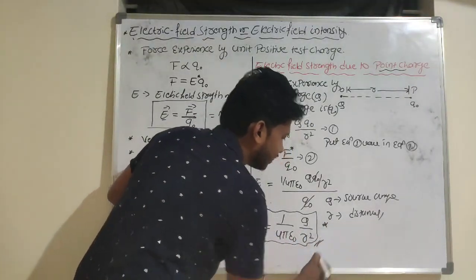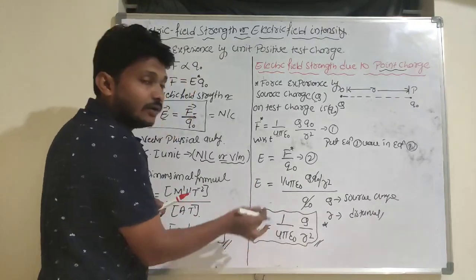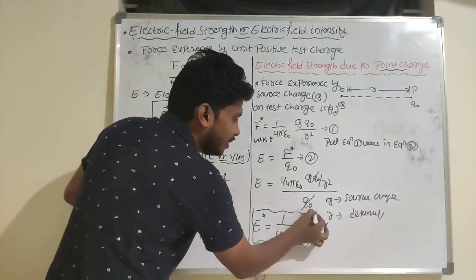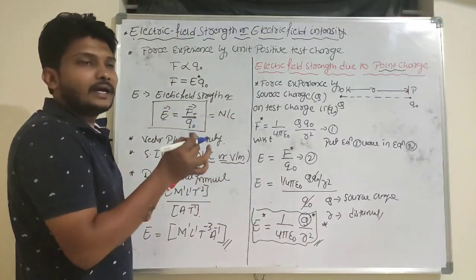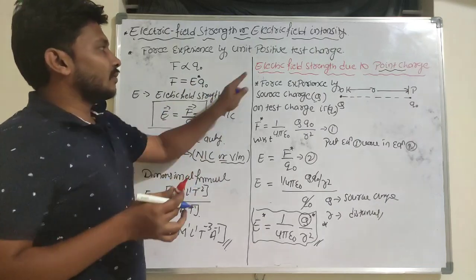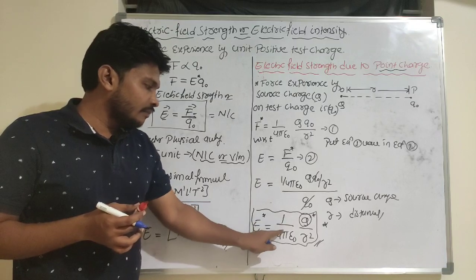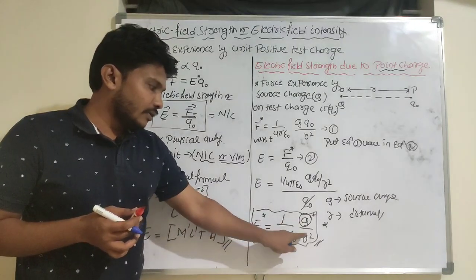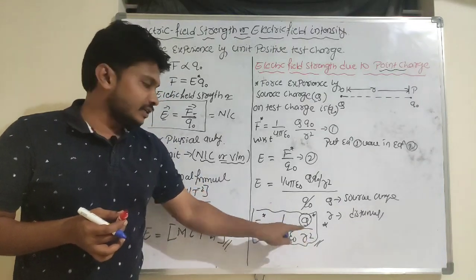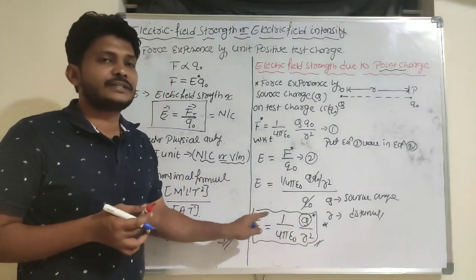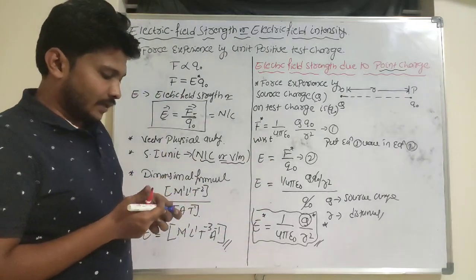So from this equation we come to know that electric field strength value depends only on the magnitude of the source charge, and it is independent of the magnitude of the test charge. From the electric field strength due to a point charge, I got the equation E is equal to 1 by 4 pi epsilon naught Q by R square, where Q is the source charge and R is the distance. So electric field strength is independent of the test charge we consider. Hope you understand.